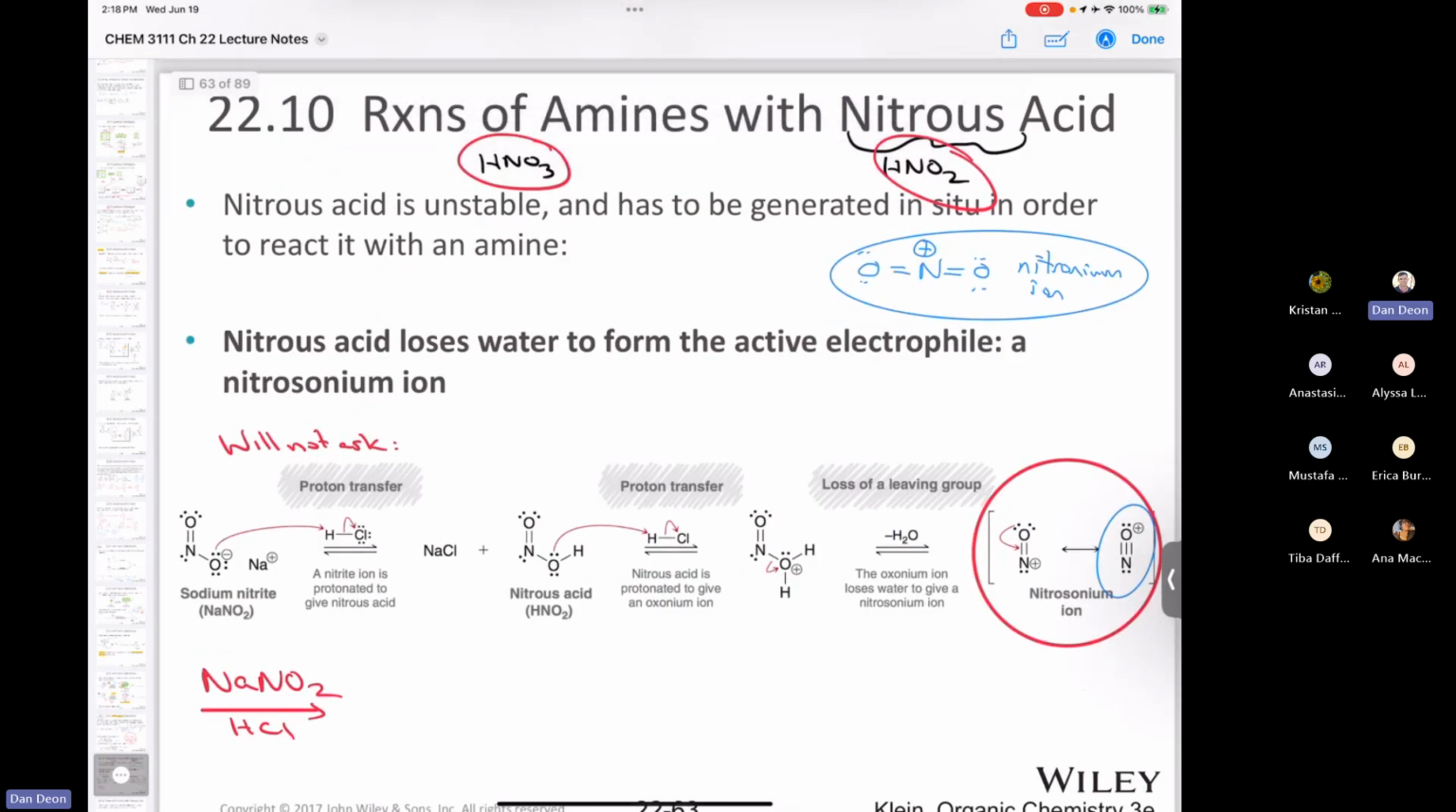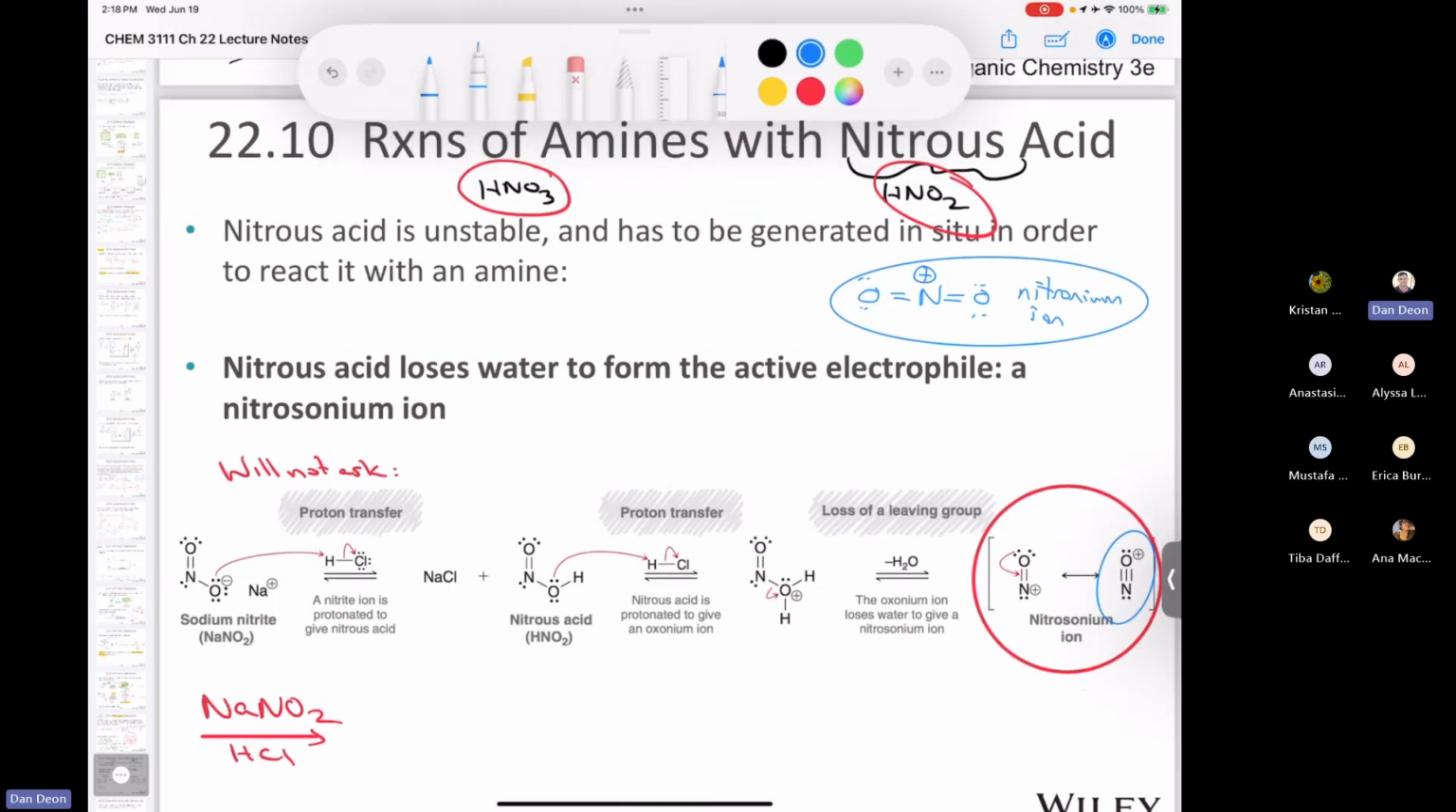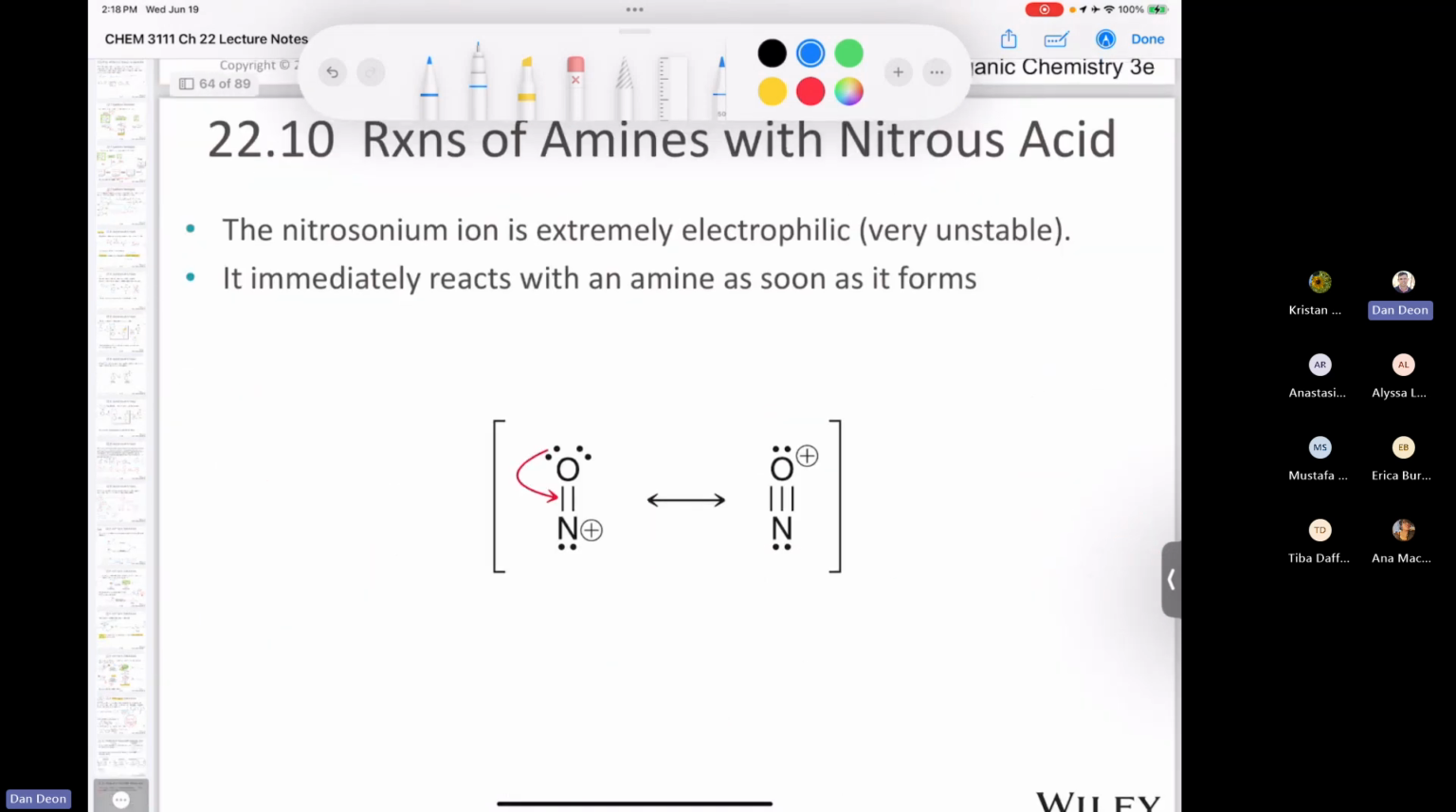And it decomposes. Nitrous acid will be protonated by HCl to give you the nitrosonium ion. So if I didn't make that clear, what you do is you take sodium nitrite and HCl, it makes nitrous acid, but then the nitrous acid gets protonated, you lose water, and you form the nitrosonium ion. So that's what happens in your reaction flask.